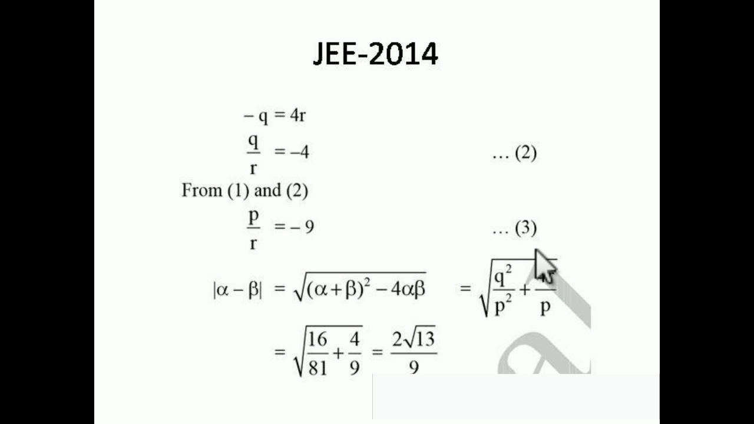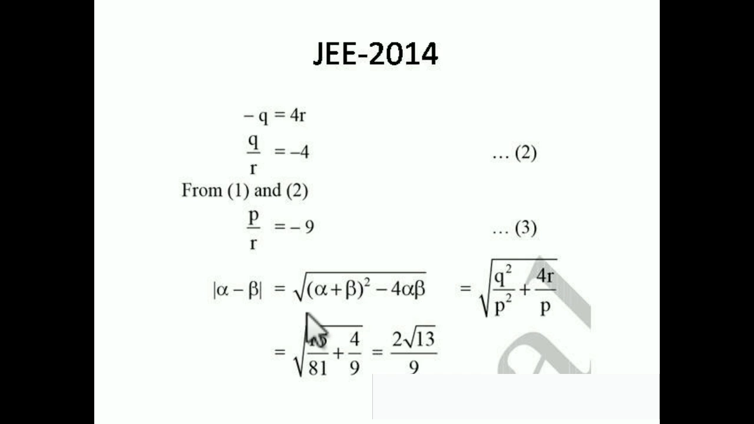Now what we have to find is mod of alpha minus beta. Please note that mod of alpha minus beta is equal to the square root of alpha minus beta whole square, because square root and square get cancelled out and we have mod. Now we can write alpha minus beta whole square as alpha plus beta whole square minus 4 alpha beta. How? Because it comes out like this: alpha square plus 2 alpha beta plus beta square minus 4 alpha beta, so it's alpha square minus 2 alpha beta plus beta square, that is alpha minus beta whole square.